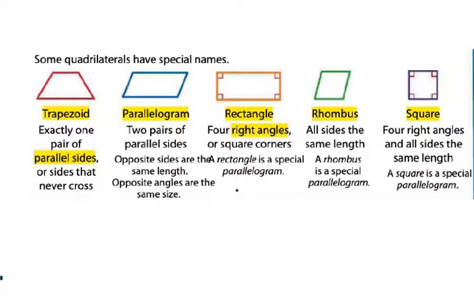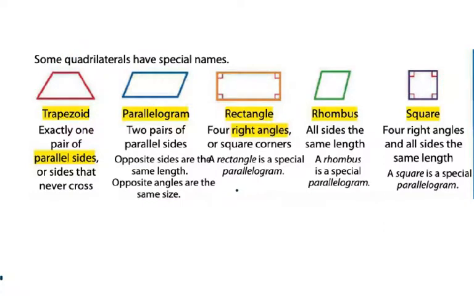The first one is a trapezoid. A trapezoid has exactly one pair of parallel sides. So what does parallel mean? It means lines that never touch. If you look here, these are parallel. Okay, these sides will never touch if they went on forever. But if you look at the other sides of the trapezoid, if they kept going, what would happen? They would touch. So that's why this is called a trapezoid. It's only one pair of parallel sides.